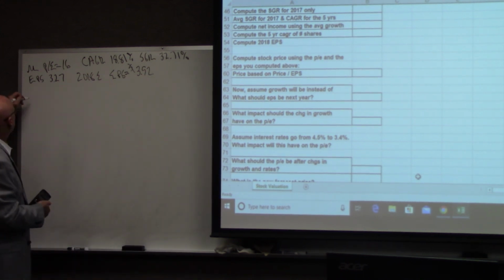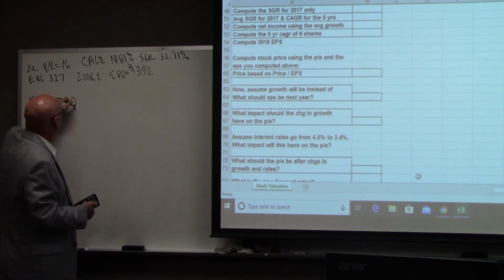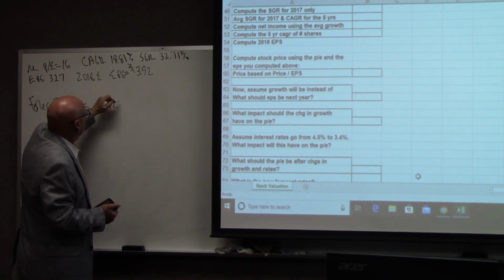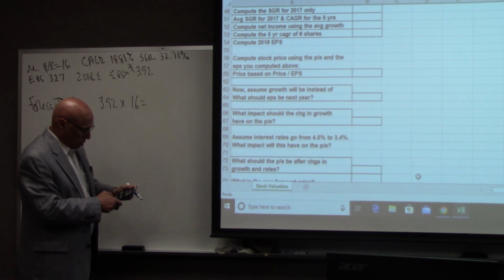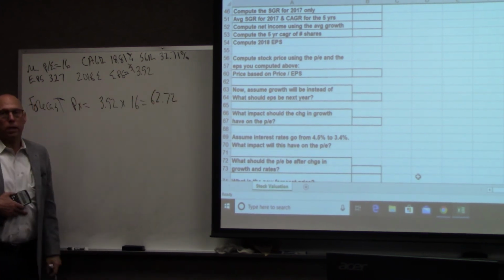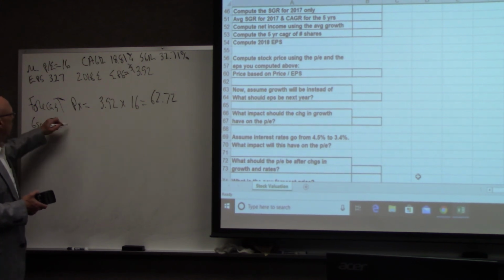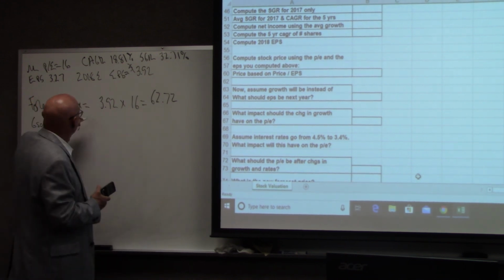All right, so our forecast price is equal to $3.92 times 16, $62.72. Okay? Now, let's go ahead and adjust. Let's say that our growth rate goes to 20%.